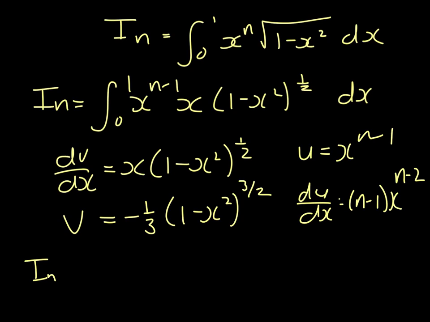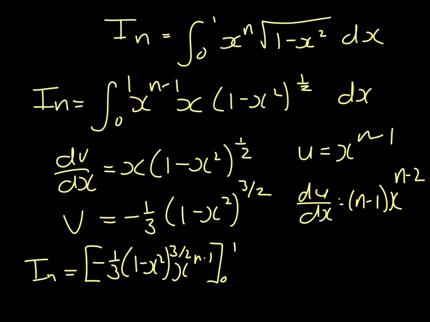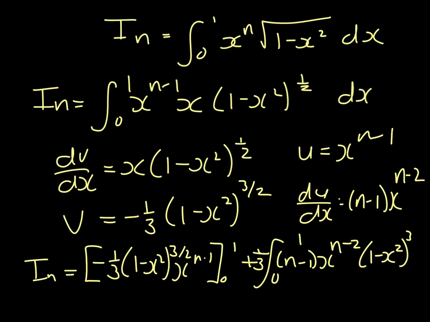Using integration by parts, we have In equals uv. So that is minus 1/3 (1 minus x squared) to the power 3 over 2, x to the power n minus 1, from 0 to 1, minus the integral from 0 to 1 of v du, so let's make that a plus. 1/3, I'm going to bring it in front of the integral sign, (n minus 1) x to the power n minus 2, (1 minus x squared) to the power 3 over 2.